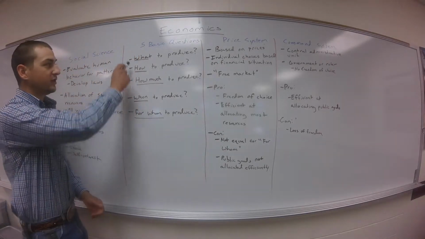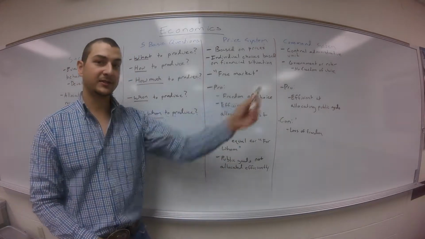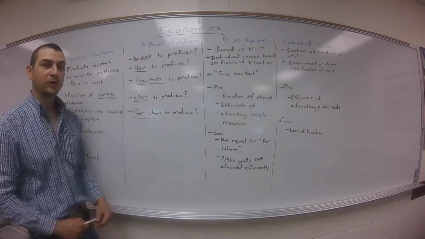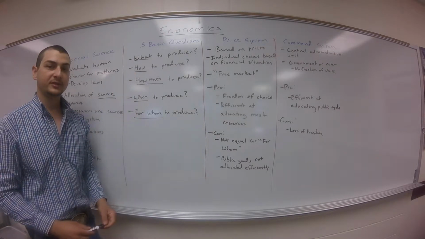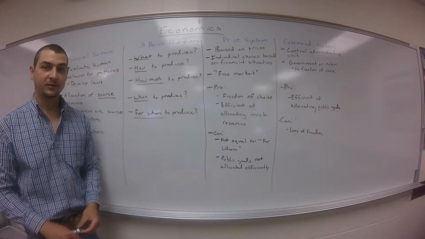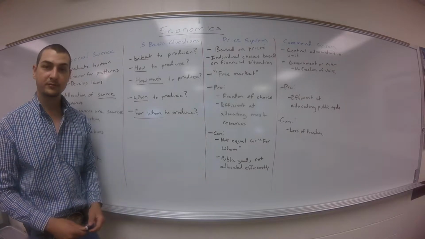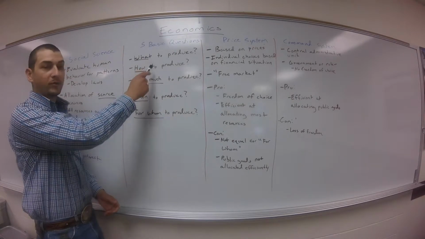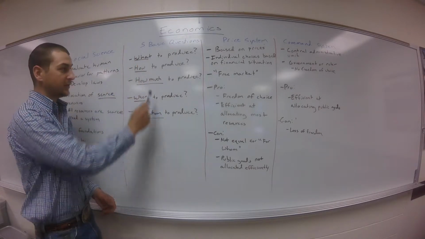So whenever you go to answer these 5 basic questions under the command system, the first question is, what are you going to produce? Well, the government comes in and says, Farmer A, you're producing corn. Farmer B, you're producing cotton. And then Farmer C, you're producing grapes. And everything is decided for them on what they are going to produce.